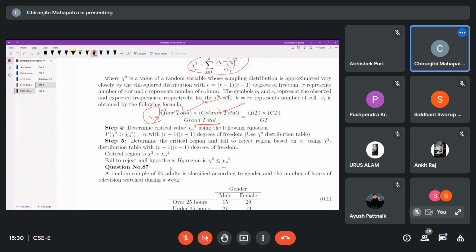Okay, and same, it will fail to reject the null hypothesis if chi-square is less than chi-square alpha.